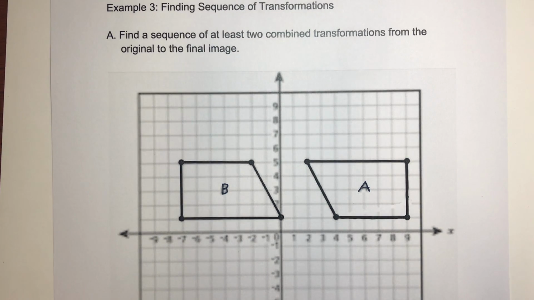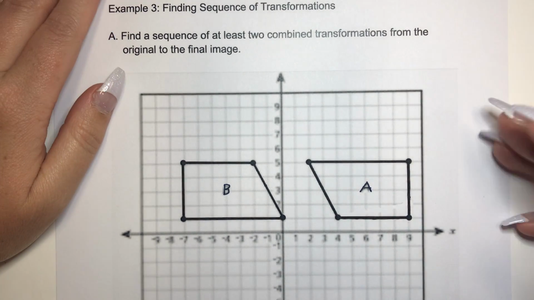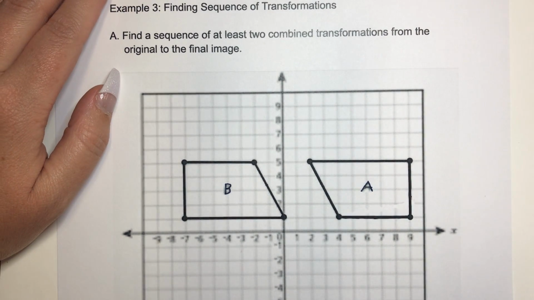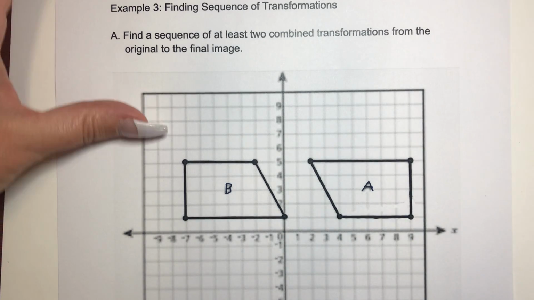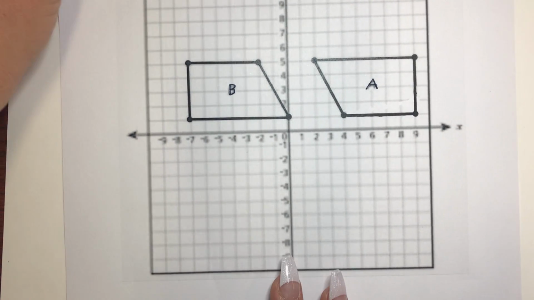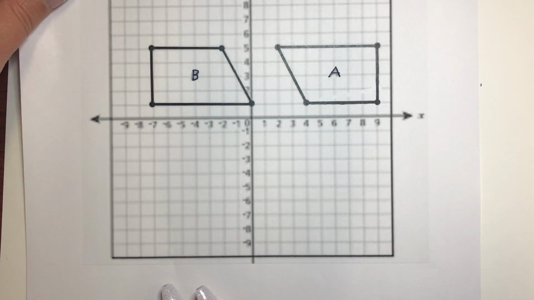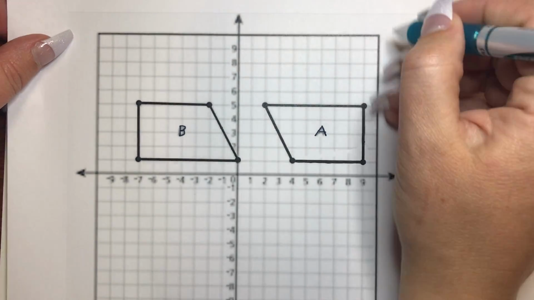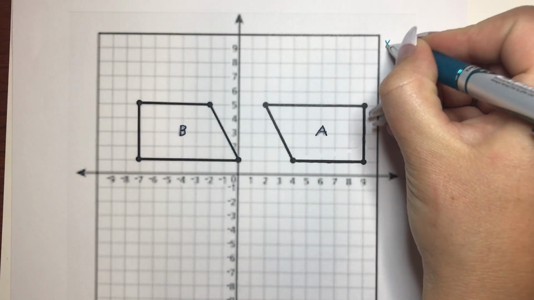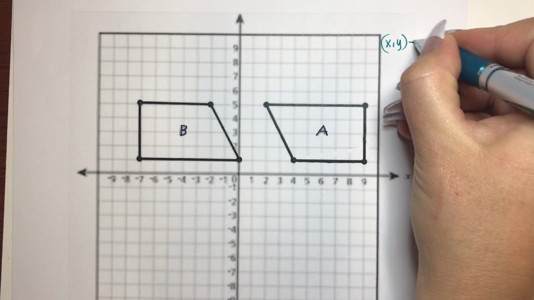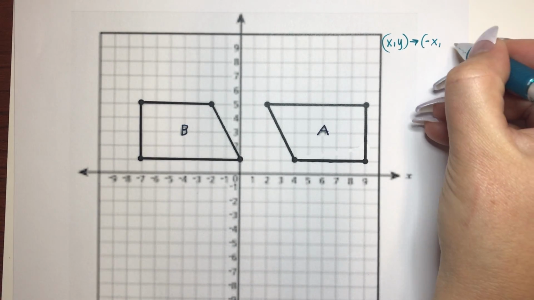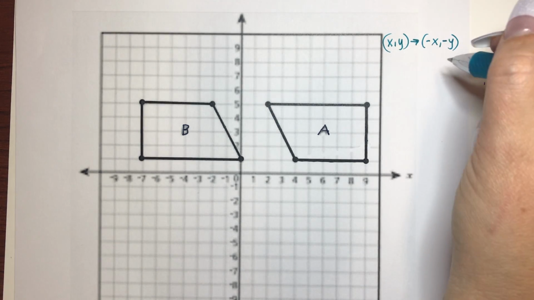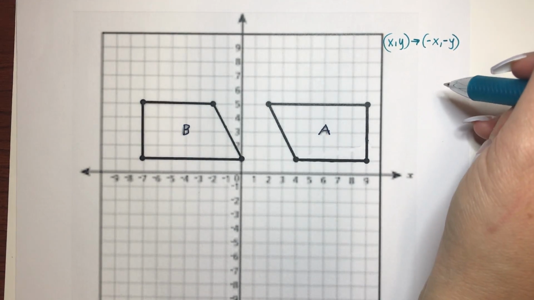Now remember that rule for the 180-degree rotation. I think I'm going to write over here on the side, (x, y) goes to (negative x, negative y). And I'm hoping that that will just kind of put everything in place.